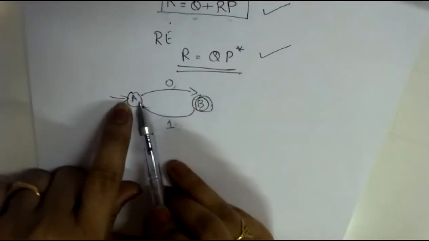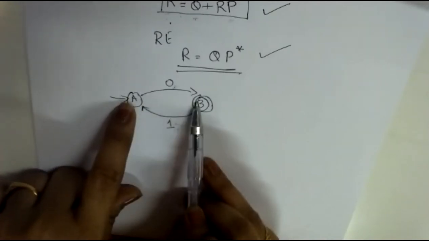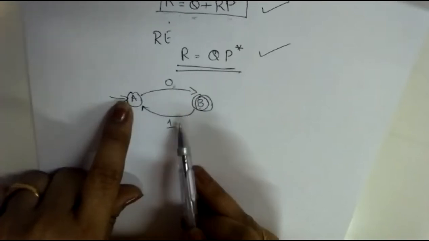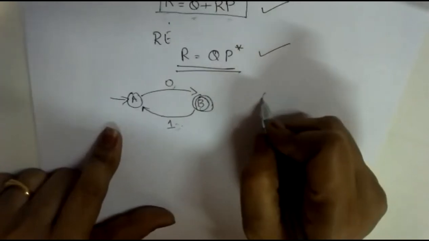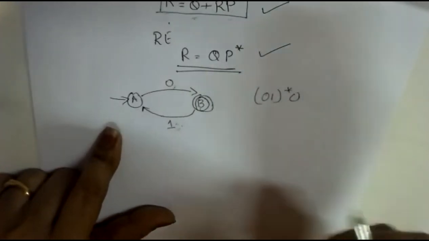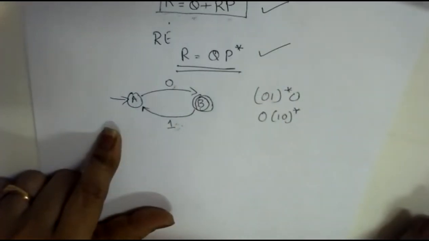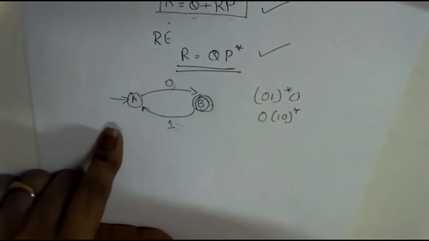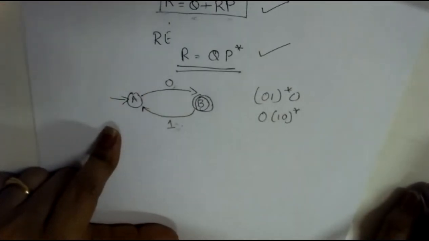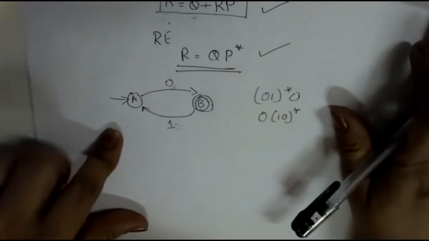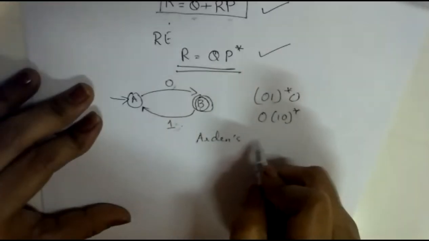It can be 0, 1 whole star, sorry, 0, 1, 0 whole star. Or 0, 1 whole star, 0. Both are right. That is, 0, 1 whole star, 0 is also right, or it is 0, 1, 0 whole star. You can get any of these answers. I hope everyone understood how to find the RE. Okay. So we'll move on to Arden's theorem. We'll see how to write equation for each state.